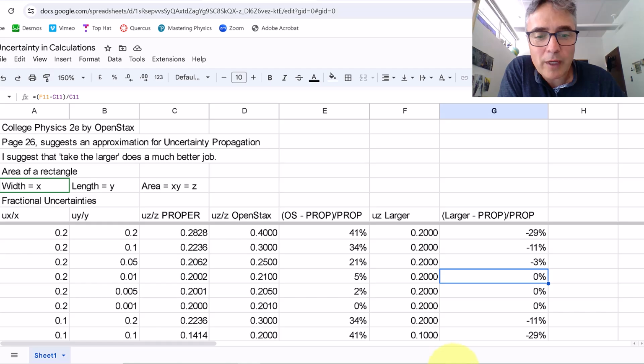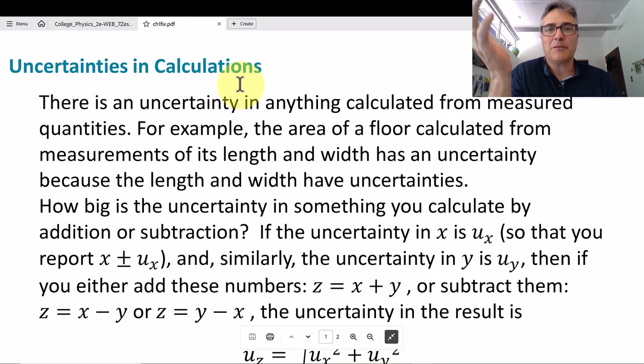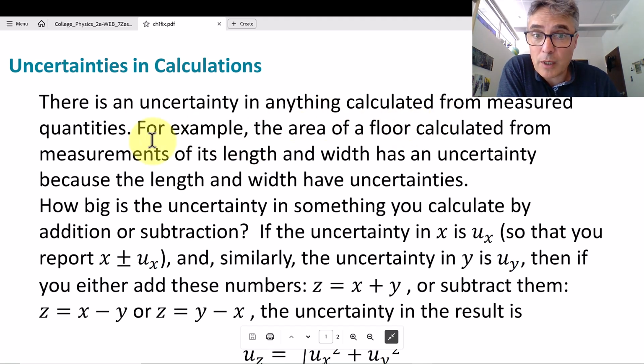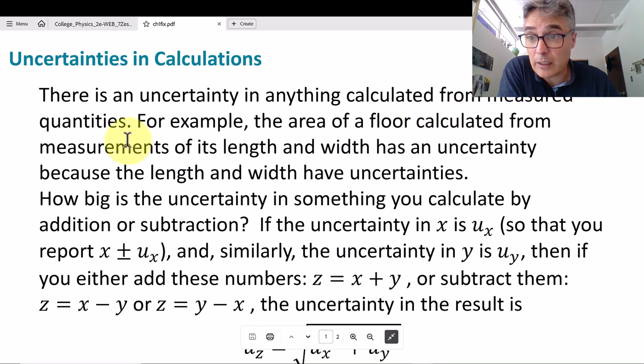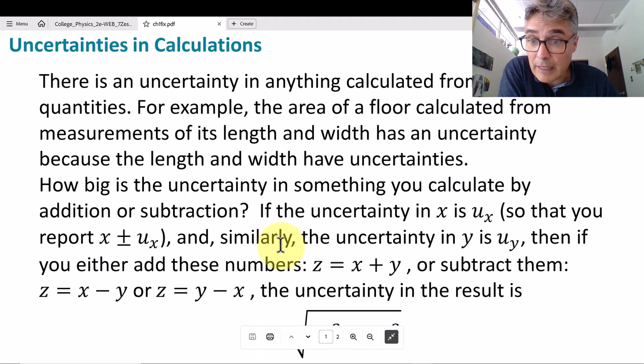So these are the percent differences between the approximate and the real. Honestly, in this course, why don't we just do the real thing? Because I don't think there's any real reason to dumb this down. Let's just do the uncertainties. There is an uncertainty in anything calculated from measured quantities. For example, the area of a floor calculated from measurements of its length and width has an uncertainty because the length and width have uncertainties.